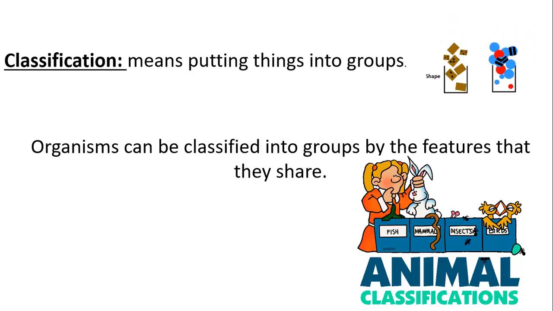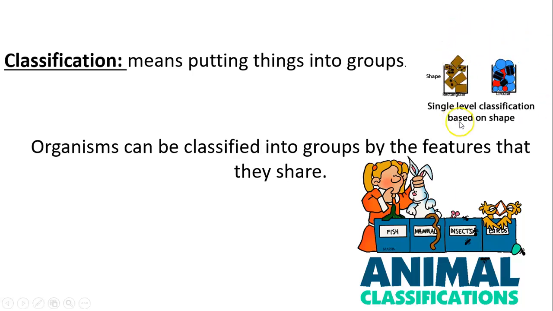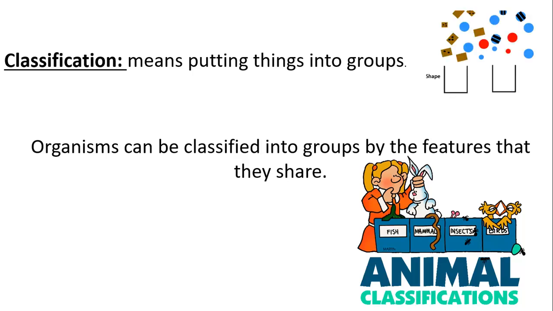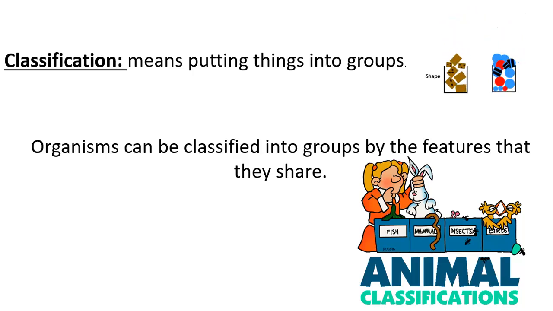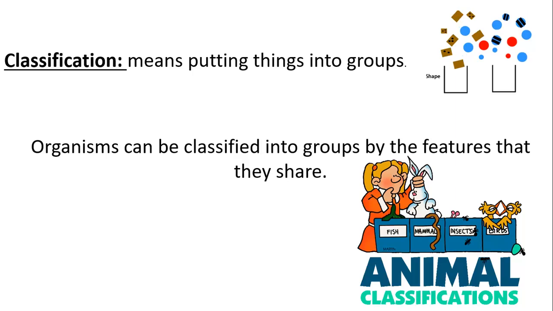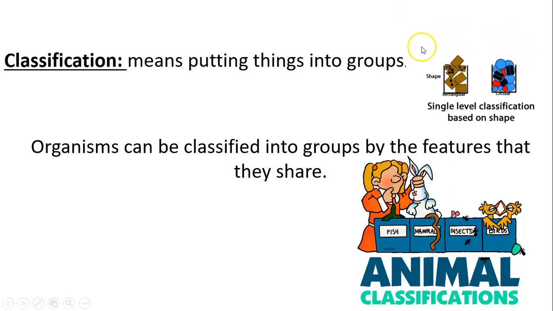Classification. What does classification mean? As you see here, we're sorting things. We put things into groups. This is the meaning of classification. Organisms in biology can be classified into groups. How do we classify them? By features, by the common features they share. This is how organisms in biology are classified.